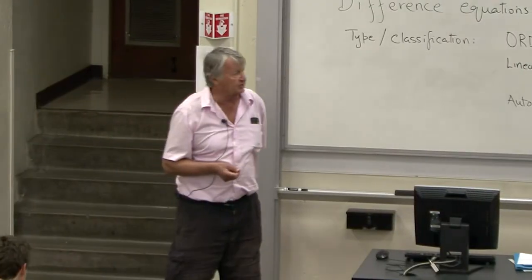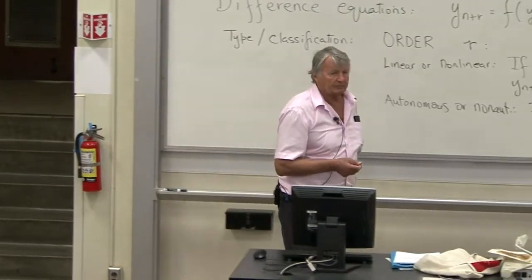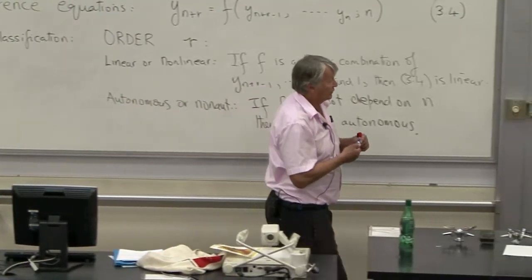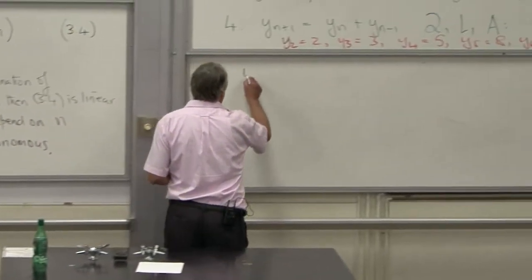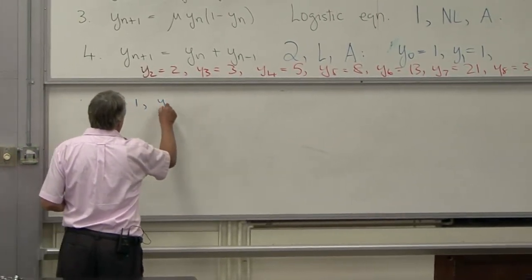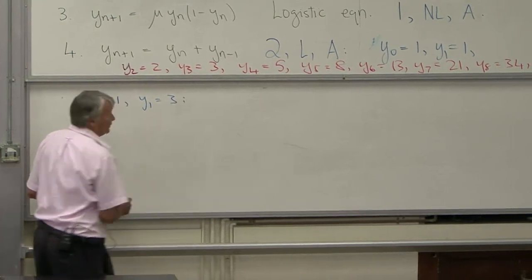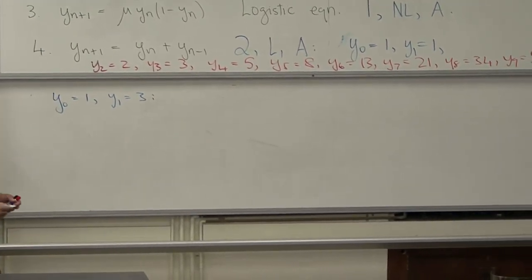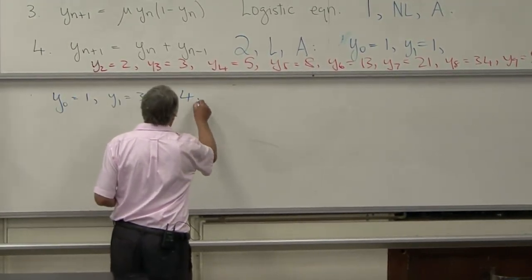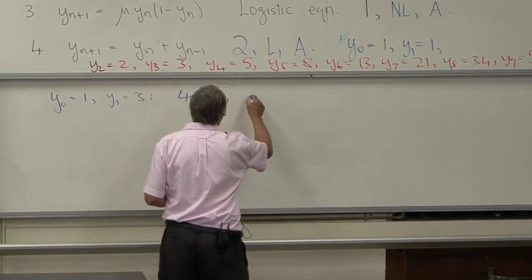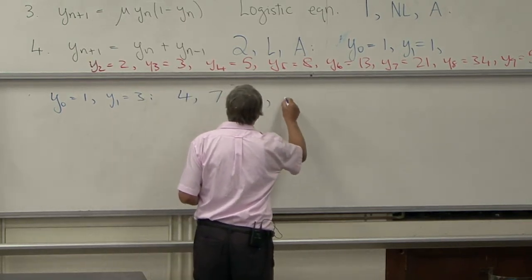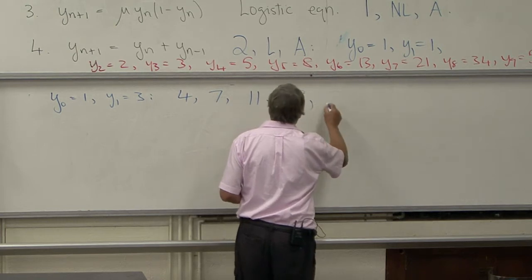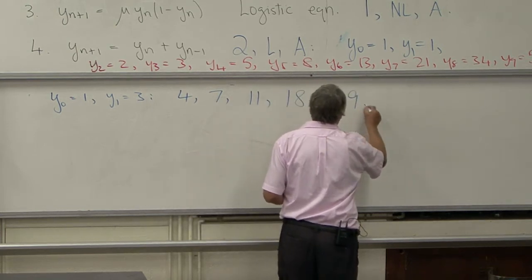Now, if you started off with y0 is 1 and y1 is 3, what would the sequence be then? Supposing I start off with another set: y0 equals 1, y1 equals 3. What's the next one? 4. What's the next one after that? And the next one after that? Okay, next one. And so on.